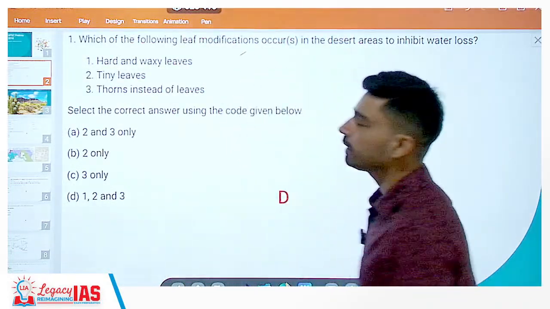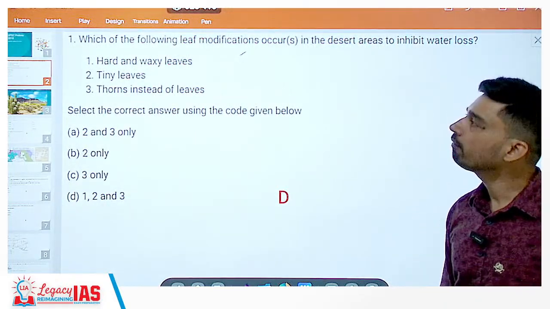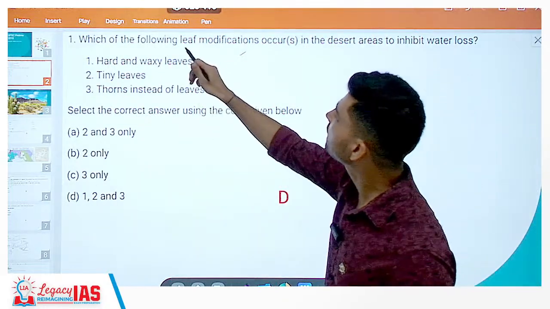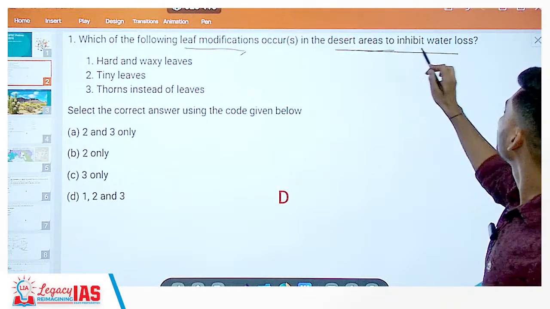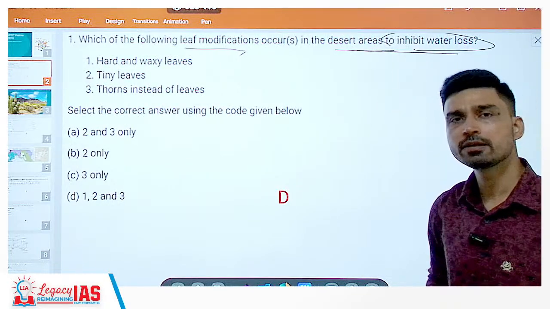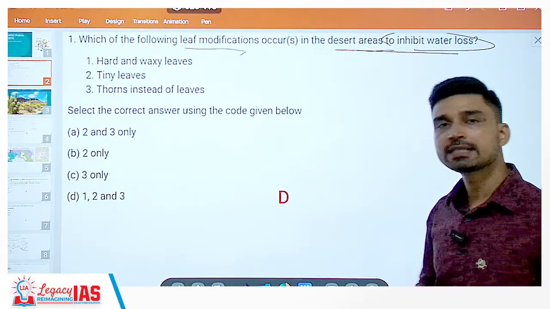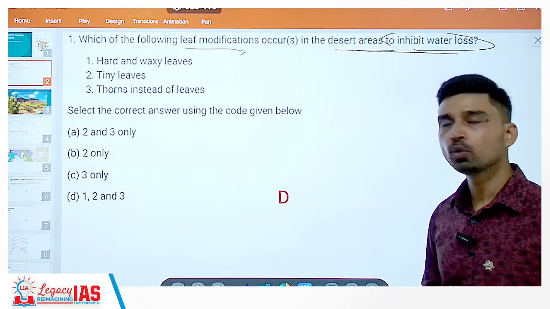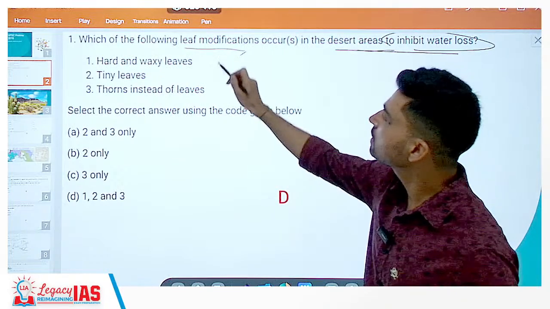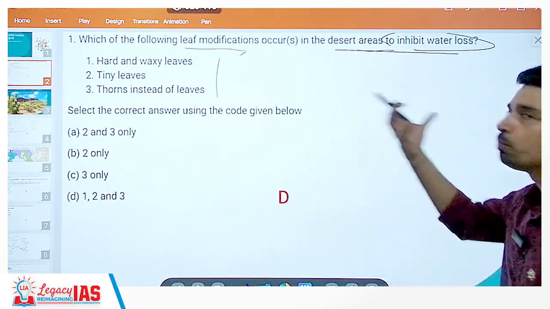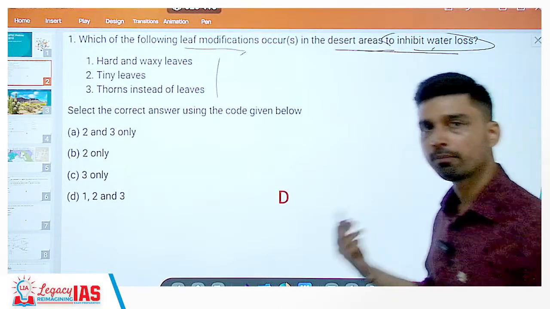The first question asked in the 2018 prelims is related to natural vegetation, where they have asked which of the following leaf modifications occur in desert areas to inhibit water loss. We know that in desert areas, natural vegetation has to have certain kinds of adaptation so that it can survive even in low water and low rainfall conditions. So the question is asking which of these modifications happens in the leaves of desert plants to conserve water or inhibit water loss by transpiration.